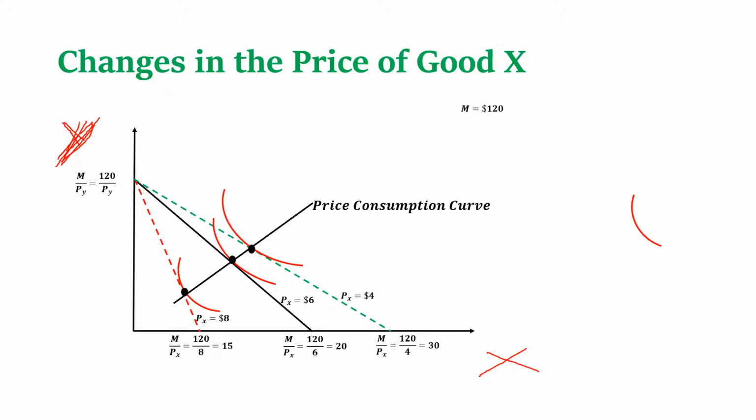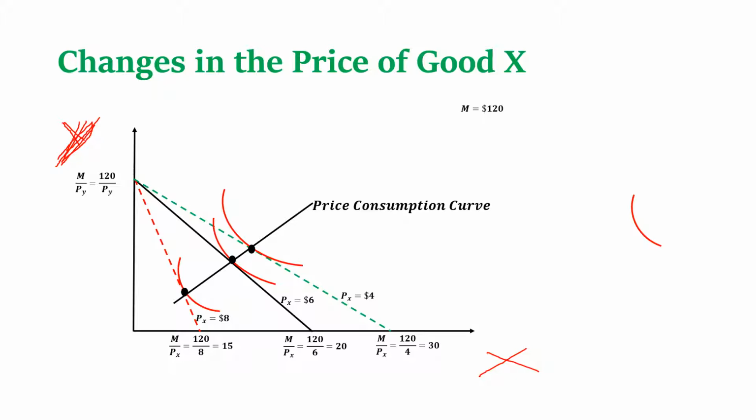Okay, so what happens here is the slope of the budget line is going to change. So when the price of a good changes, it is going to affect the slope. And again, it is also going to lead to a rotation of the budget line, right? The budget line will rotate to another position.